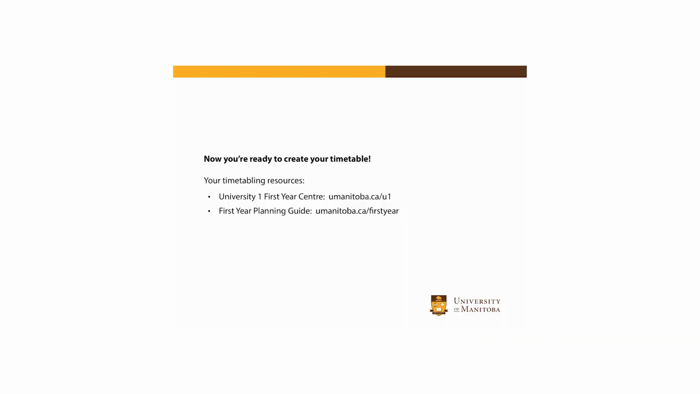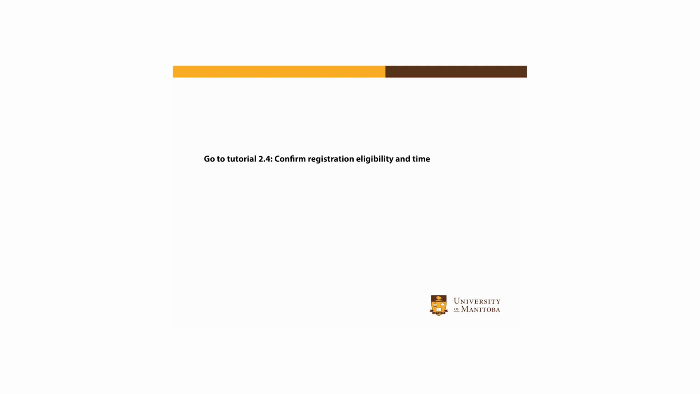Now that you know how to look up classes and interpret your search results, you can create your timetable. The University 1 First Year Center provides timetable building and planning resources and can offer new students help with creating their course schedule. These resources are accessible through the First Year Planning Guide. In the next tutorial, you'll learn how to verify your registration eligibility and find your registration time.